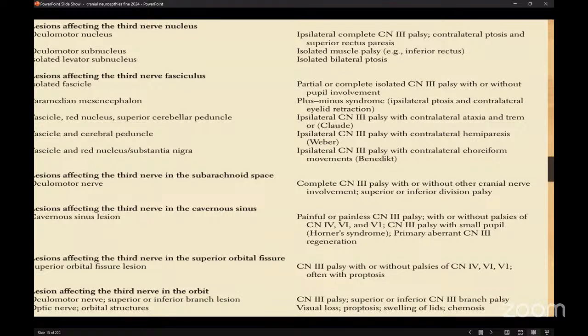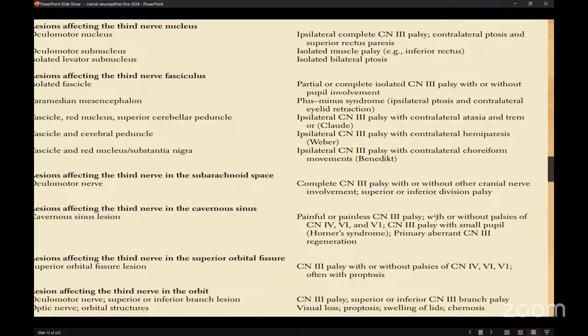Then once the nerve leaves the brainstem, it comes into the subarachnoid space. Then it can be involved because of, for example, meningitis or subarachnoid hemorrhage. That can give rise to involvement of the third nerve within the subarachnoid space, giving rise to a complete third nerve palsy with pupillary involvement.